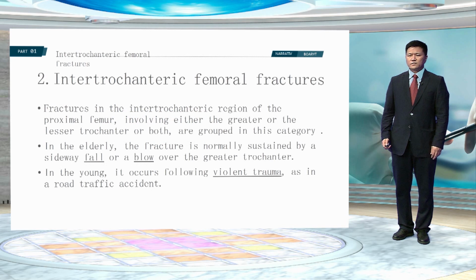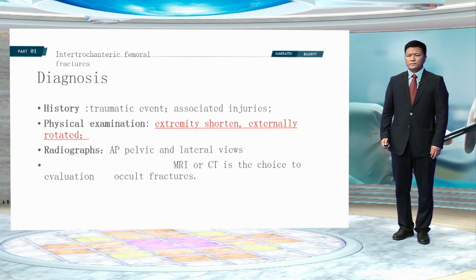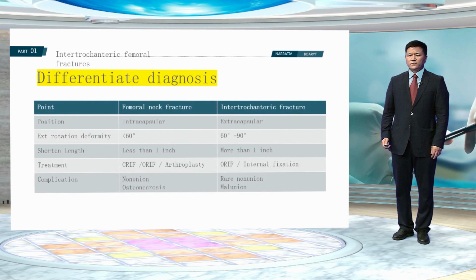The second is the intertrochanteric femoral fracture. It is a little different from the femoral neck fracture. First, this is an extracapsular fracture, so non-union and malunion are rare.